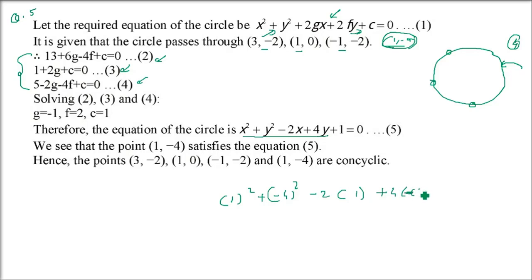1 squared plus 4 squared minus 2 into 1 plus 4 into minus 4 plus 1 equals 0. That is 1 plus 16 minus 2 minus 16 plus 1 equals 0. The 16 gets cancelled, and 1 plus 1 is 2, 2 minus 2 is 0. So you get 0 equals 0. So it has satisfied the equation. That means all 4 points are concyclic. You can take any 3 to start with. There is no restriction.